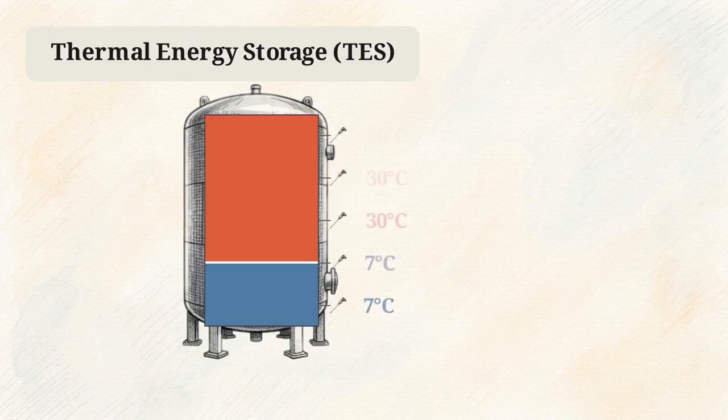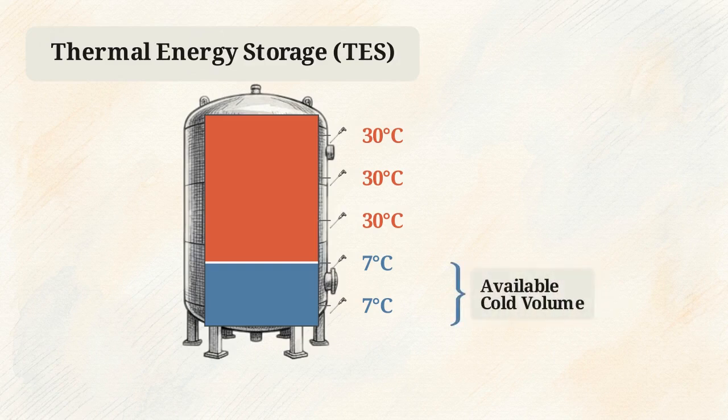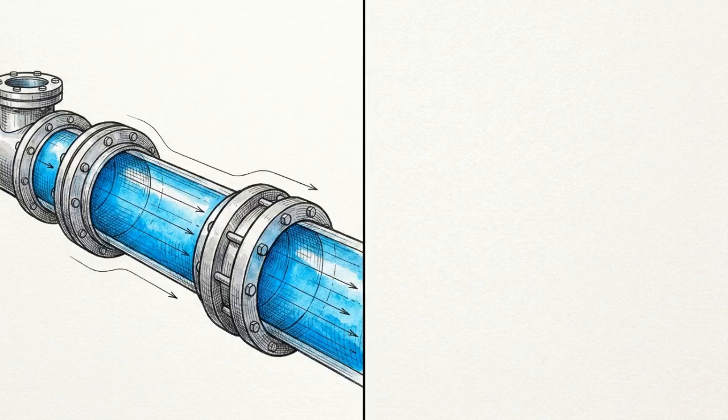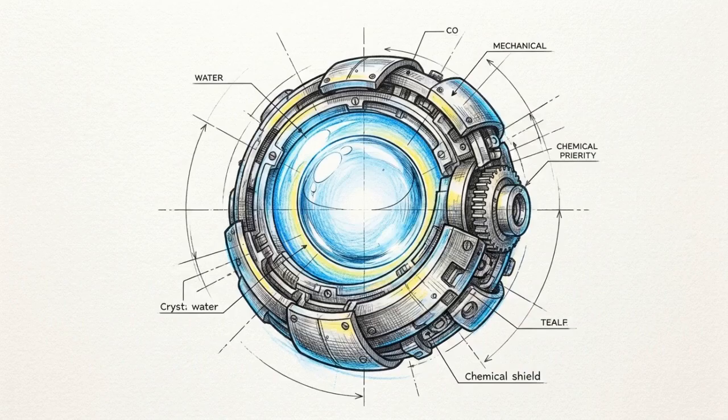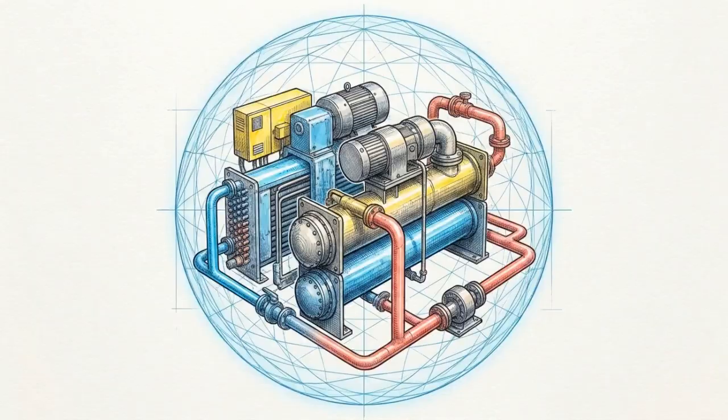This data allows operators to scientifically prove thermal stratification, confirming exactly how much cold water is available at the bottom versus hot water returning to the top. Hydronic transport hinges on the active management of thermal capacitance, chemical purity, and absolute pressure stability. These variables keep the chiller plant operating within its optimal thermodynamic envelope.